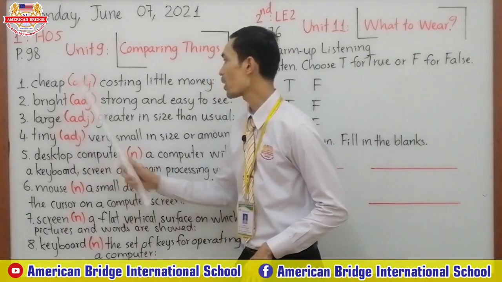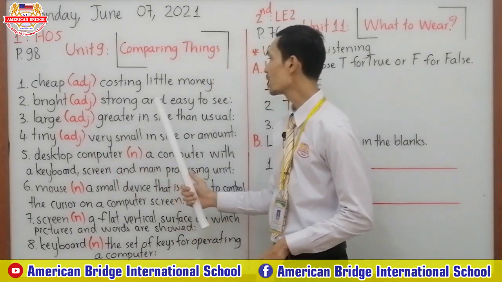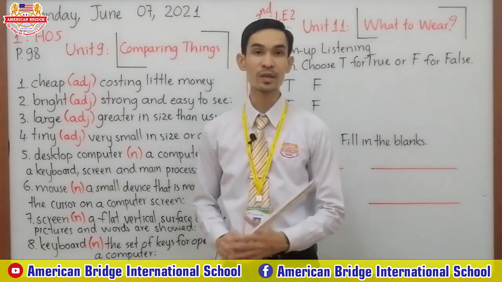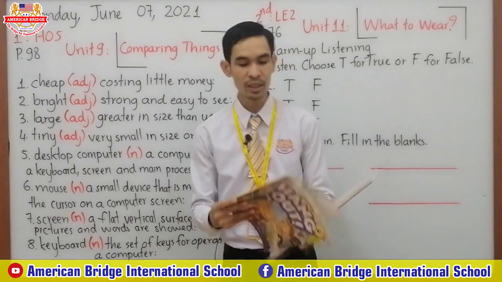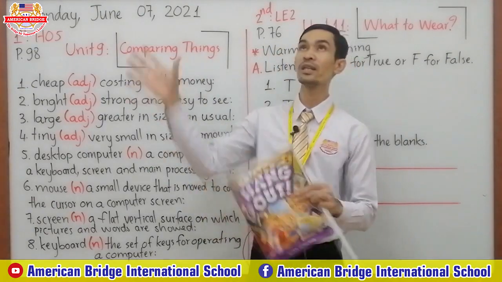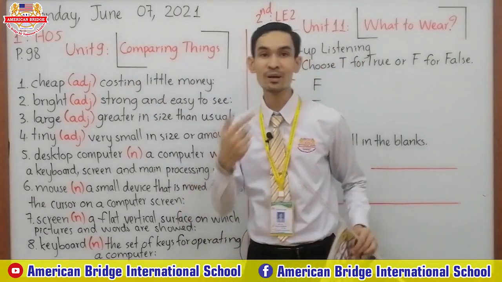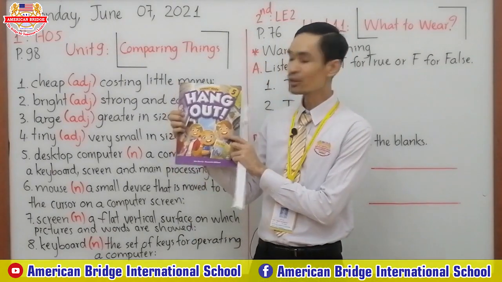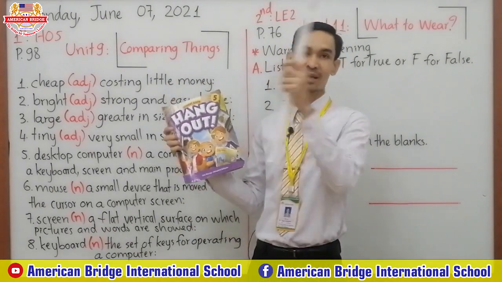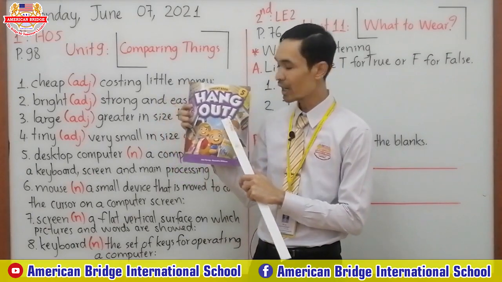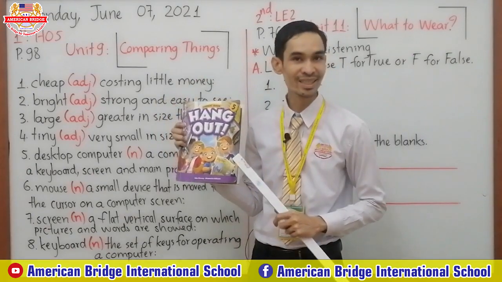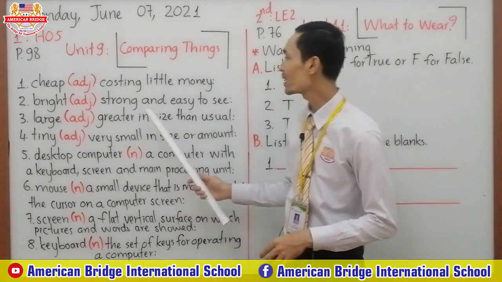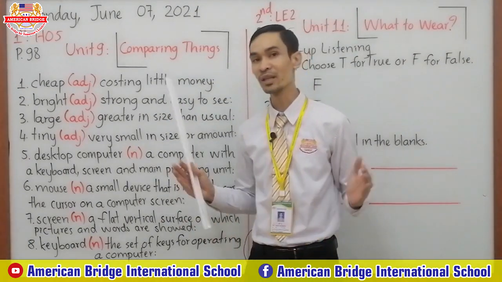Bright. Strong and easy to see. Bright means strong and easy to see. It means it's clear to see, right? So this room is so bright, so you can see me clearly, right? Okay, and when I show you the book, because the room is so bright, so you look at the book, it's so bright too, right? Okay, so I hope you can understand the word bright very well. This room is bright.